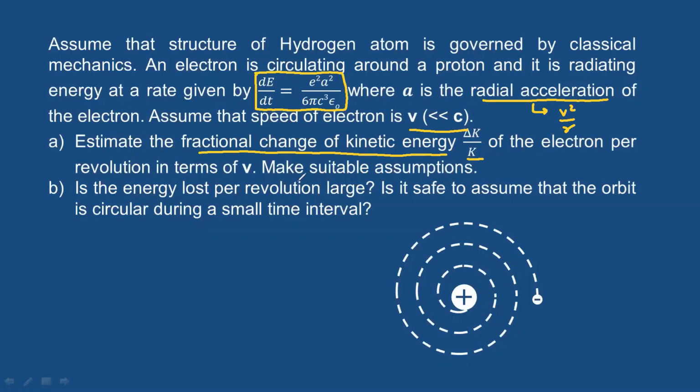Now you're supposed to make suitable assumptions, right? The second part is: is the energy lost per revolution large, and is it safe to assume that the orbit is circular during a small time interval?